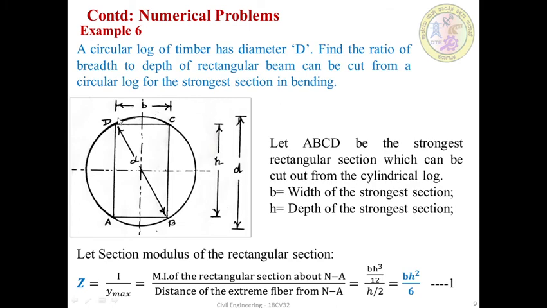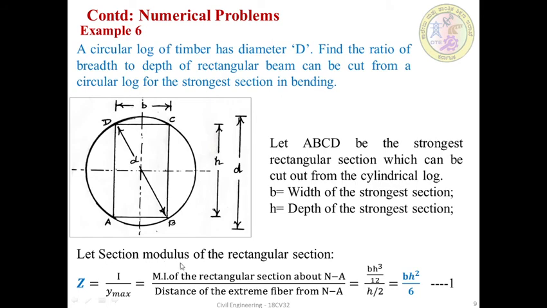So here, consider the circular log with diameter D. In that one we have to cut a rectangular section which is the strongest section. Say that the breadth is small b and the height is small h. So let ABCD be the strongest rectangular section which can be cut from the cylindrical log. Let b be the width of the strongest section and h the depth of the strongest section.